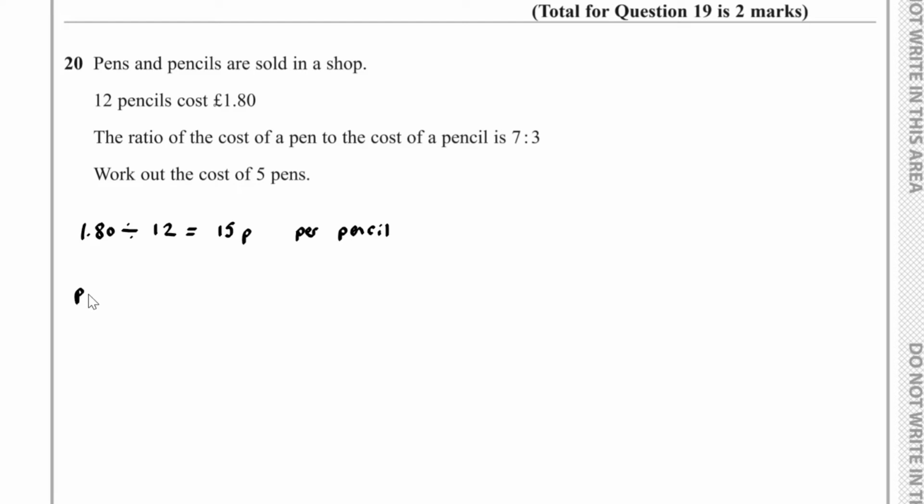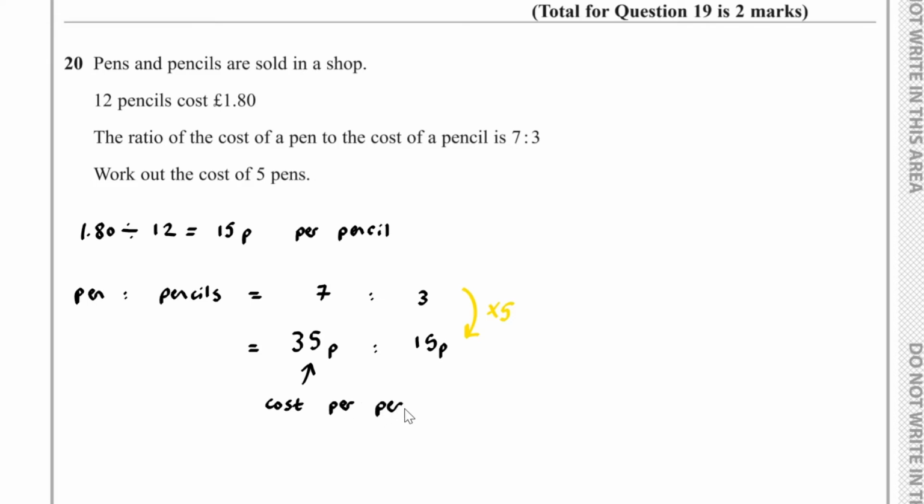And we know that the ratio of pens to pencils is equal to 7 to 3. So what we can do over here, we know that the cost of a pencil is 15. So to go from 3 to 15, we multiply by 5. 7 times 5 is 35. So therefore, the cost of a pen is 35p. So this is cost per pen.